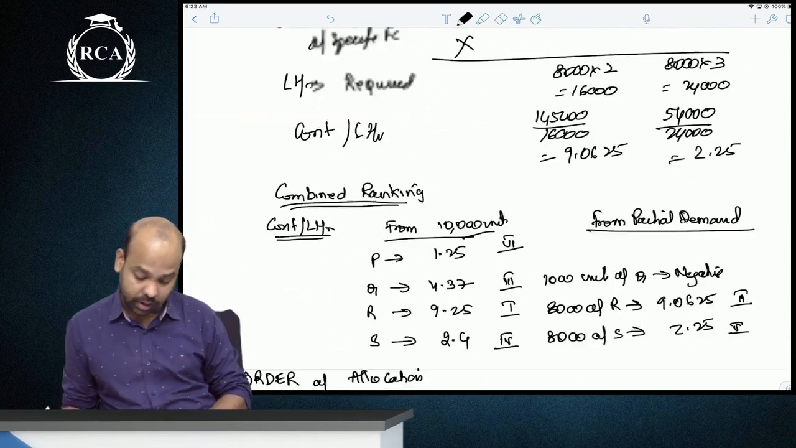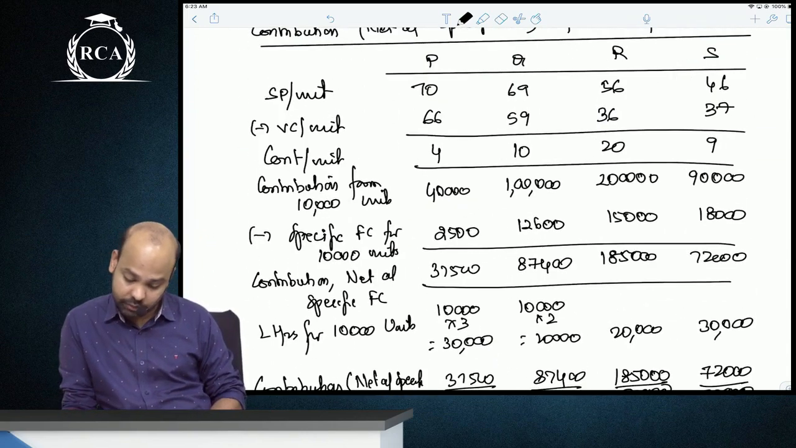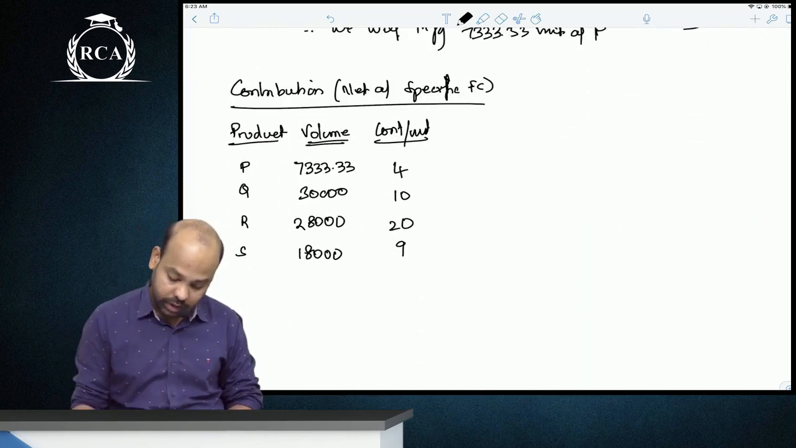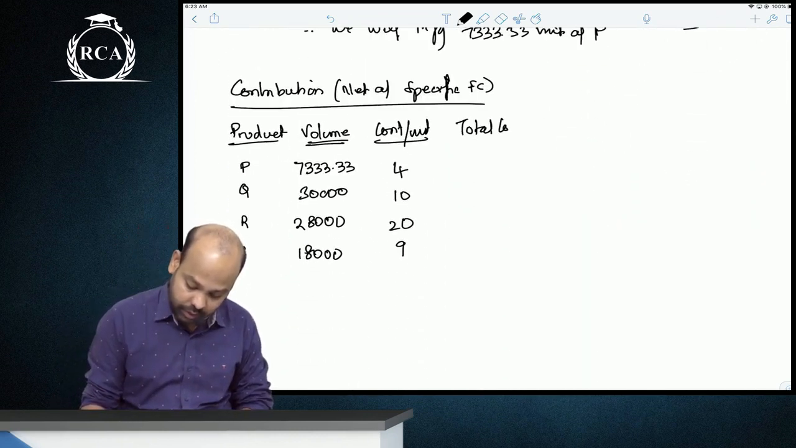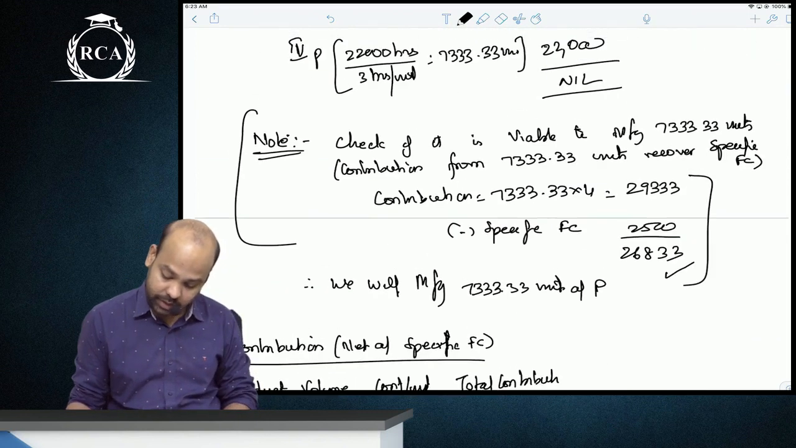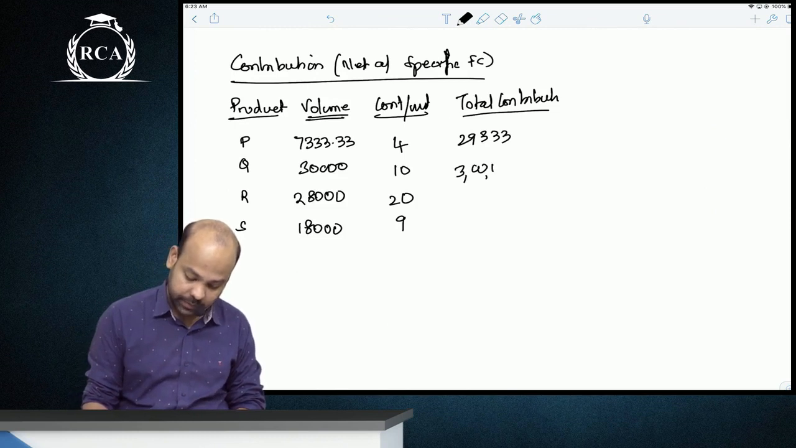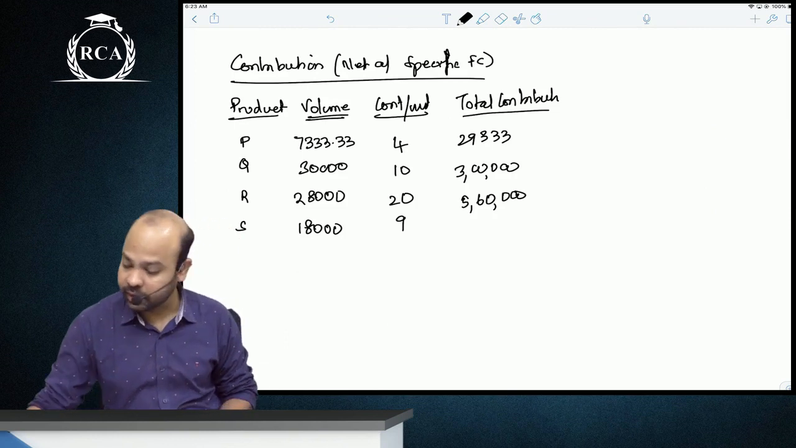4, 10, 20 and 9, guys. So the total contribution that we are going to make out of them is, we just computed beta, 29,333. This is 3 lakh rupees. This is 5,60,000. This is 18,000 into 9, 1,62,000.